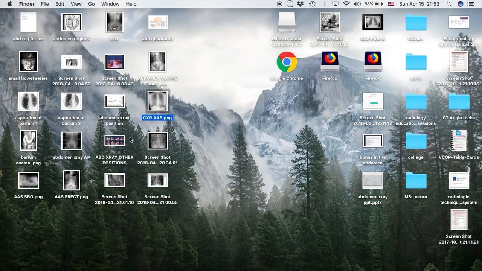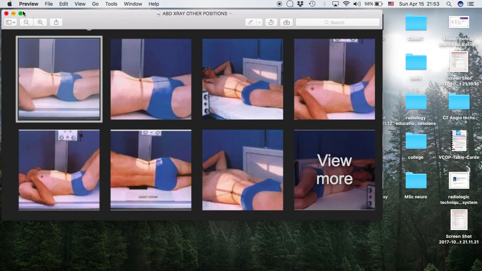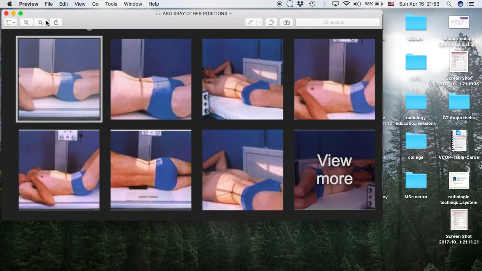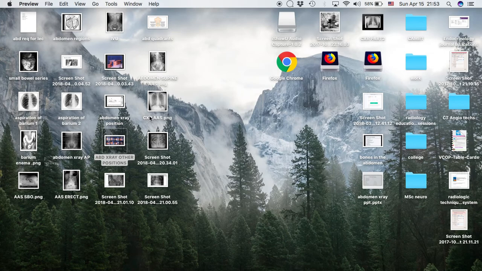I will show you somewhere if I have it. Yeah, right here. These are different positions when acquiring an abdomen x-ray. Not all of them are abdomen. Some of them are lumbar spine, but let's see the abdomen ones. Right here, you can see the back of the patient coming on the bucky, but this is not what I meant actually. Let me see if I have another one.